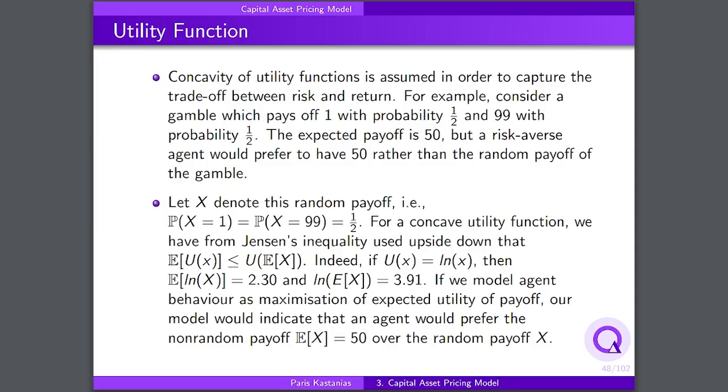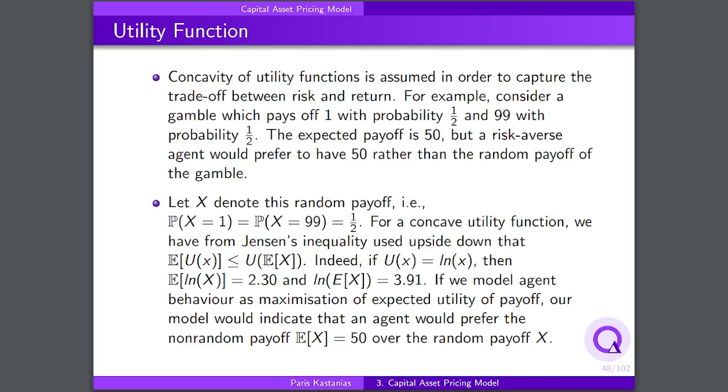Concavity of utility functions is assumed in order to capture the trade-off between risk and return. For example, consider a gamble which pays off 1 with probability half and 99 with probability half. The expected payoff is 50, but a risk-averse agent would prefer to have $50 rather than the random payoff of the gamble. Let x denote this random payoff. So for example, the actual probability of x equals 1 is equal to the actual probability of x equals 99, which is a half.